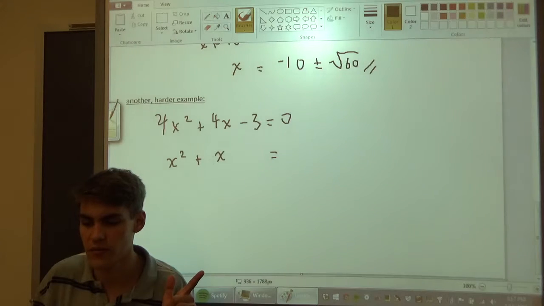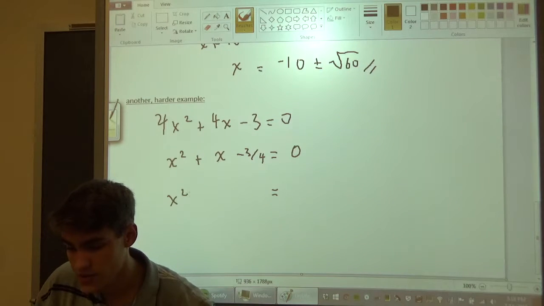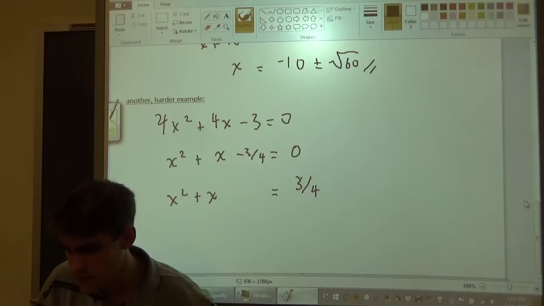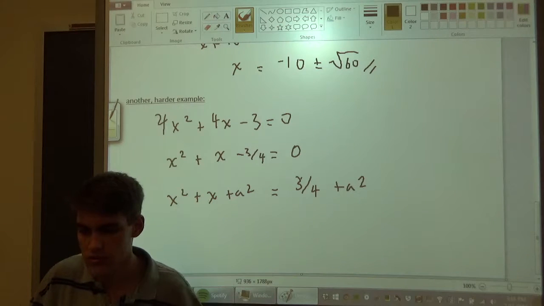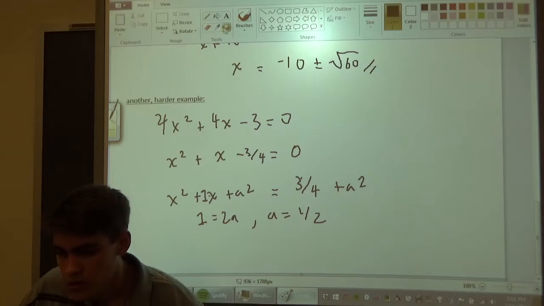This 4 divided by 4 is 1. And you get negative 3/4. 0 divided by anything is 0. So now this is looking pretty good. We can move this 3/4 over here and add an a squared, add an a squared. Well, there's a little imaginary 1 here, right? So we want 1 to be equal to 2a. Well, that would mean a would have to be 1/2. So we got our a.